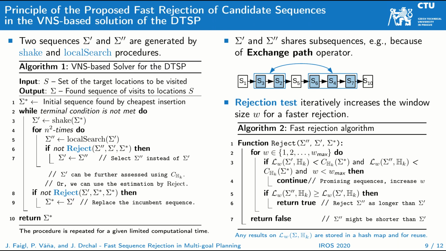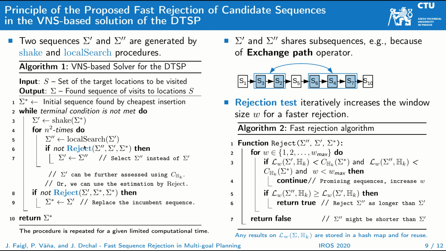If not, or we reach the maximal window size, we compare the lower bounds to reject or accept the sequence sigma double prime. We compare the lower bounds with the true cost to save computational time, because once the lower bound is above the true cost, it is likely a better sequence and we do not need to use longer windows.